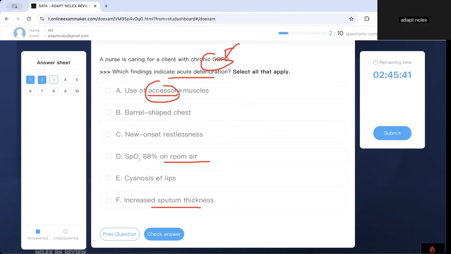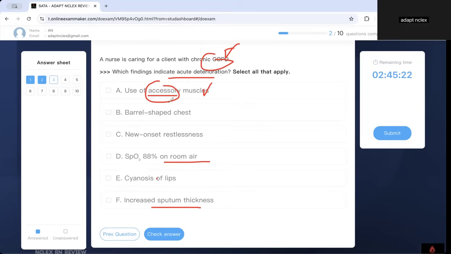They call them accessory muscles because we don't use them most of the time. When you breathe, you use your diaphragm and intercostal muscles. When you have to use accessory muscles, the additional muscles you're recruiting, that tells you I'm in trouble. You've got to pick this one.